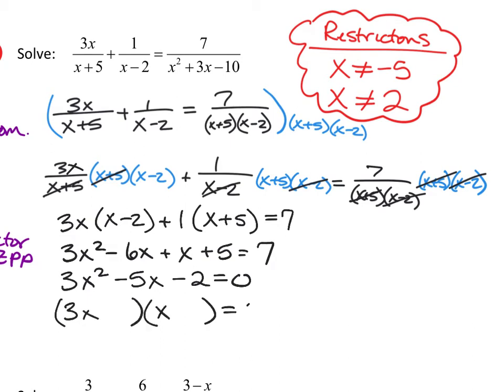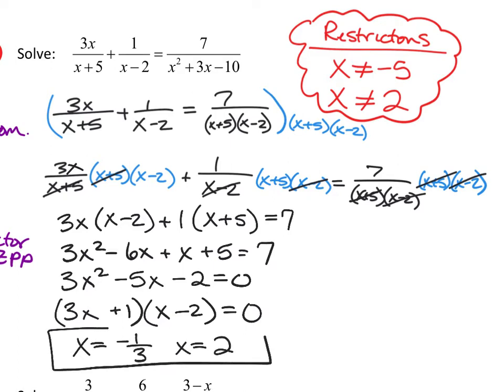So I set up my guess and check method. And we know the factors of 2 are 2 and 1. And so if we try the method of guess and check, we get this as the factors, which means that my solutions are negative 1/3 and positive 2. Now, before you just box it and go, we always have to look back at our restrictions from the beginning. Notice that our restrictions say x cannot equal 2. So actually that one is an extraneous solution.